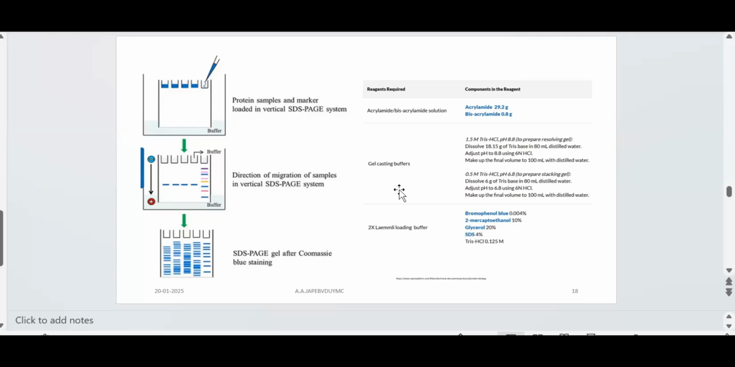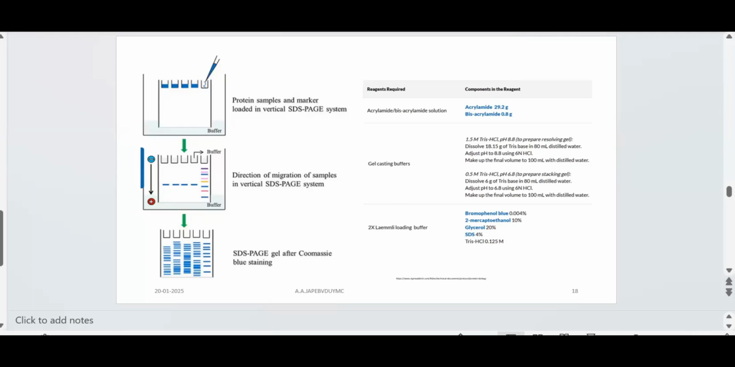So this tracking dye, bromophenol blue, is going to migrate, and it is going to be a kind of indicator for the electrophoretic process. You can say that the extent of migration of the dye will tell you how far the electrophoretic process has happened. Because the dye is a smaller molecule, it migrates faster than all other molecules, right?